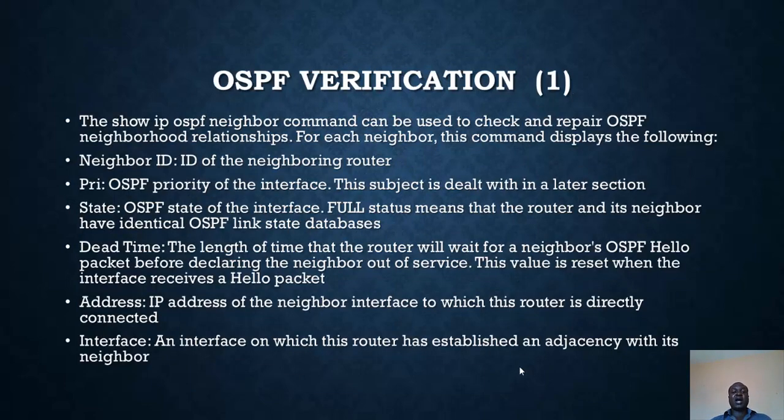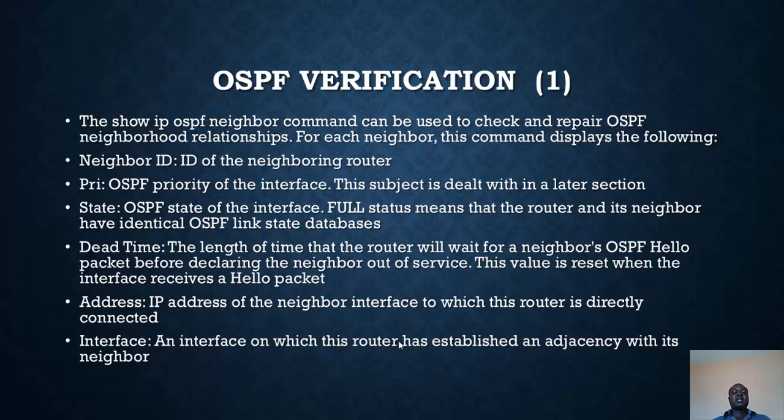The show ip ospf neighbor command can be used to check and repair OSPF neighbor relationships. For each neighbor, this command displays the following: Neighbor ID, the ID of the neighbor router. Pri is the OSPF priority of the interface. This subject is dealt with in a later section. State refers to the state of the interface. Full state means that the router and its neighbor have identical operational link state databases.